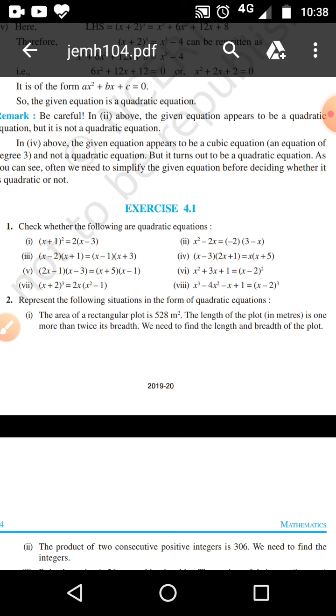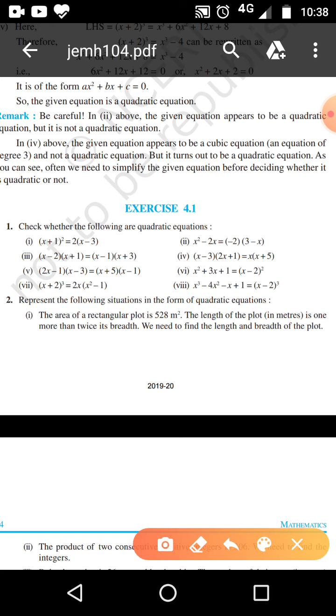Represent the following situation in the form of a quadratic equation. So read out the question. The area of a rectangular plot is 528 meters square, and the length of the plot in meters is one more than twice its breadth. We need to find the length and breadth of the plot. Here we only have to represent this question in the form of a quadratic equation, and afterwards, in the second topic, we will see the solution.